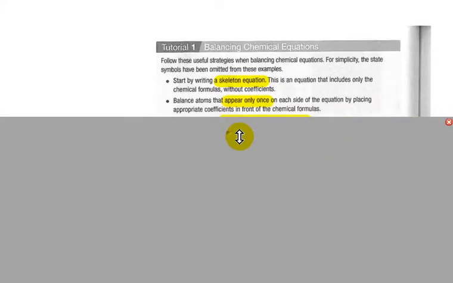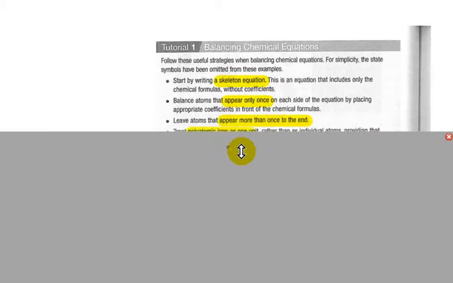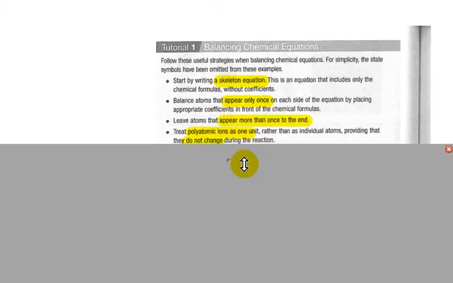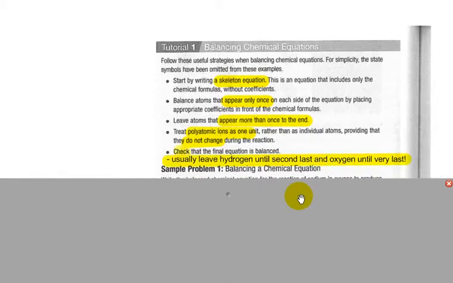Balance the atoms that appear once. It's easier to do that first than balance atoms that appear more than once. Treat polyatomic ions as 1 unit if you can. If they get broken down, though, you cannot do that. And then check. Another rule that I usually say is to leave hydrogen until second last and oxygen until very last, because quite often you get oxygen occurring in more than one place.